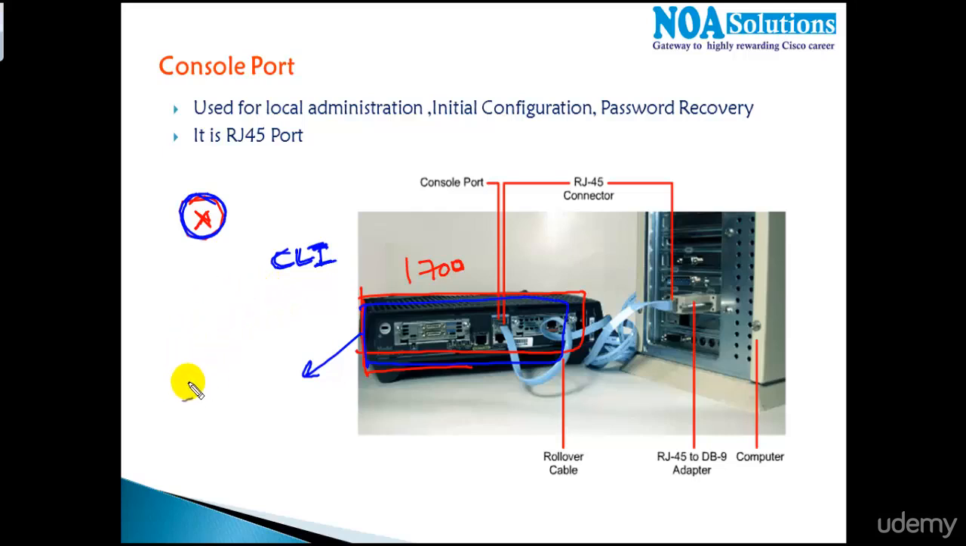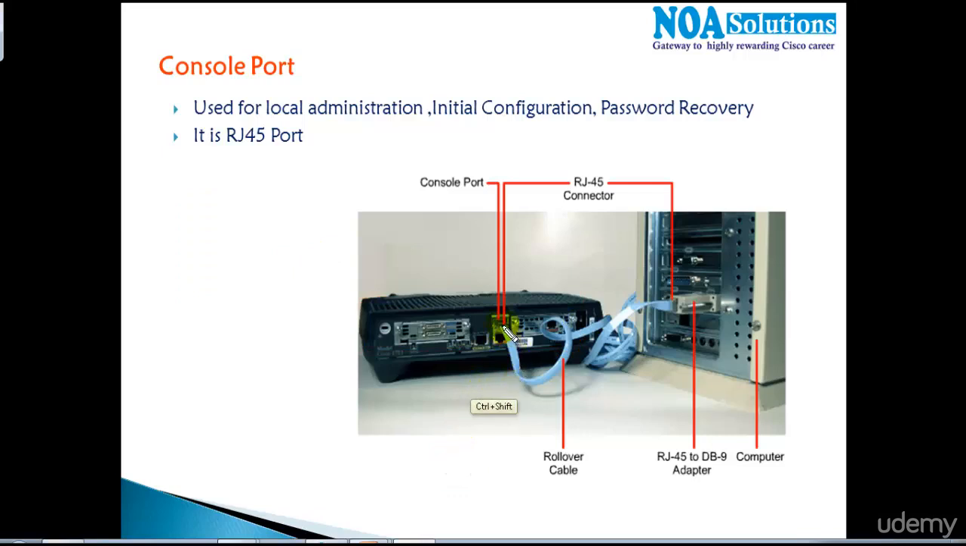In that kind of scenario, we can do something called a console connection. So we're going to use this console cable. You can see this is a console cable here. Now this console cable has an RJ45 connector on one side, and on the other side is also an RJ45 connector, which is going to connect to the console port.